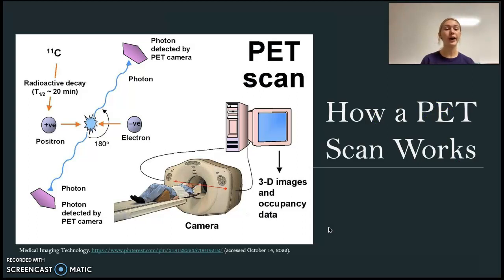So this is how a PET scan, for example, works. Over here, you can see the radioactive atom. It will go through different successions of decay, and it will emit a positron right here. The positron will react with an electron, and it will emit two photons, which is what will be detected by the camera.